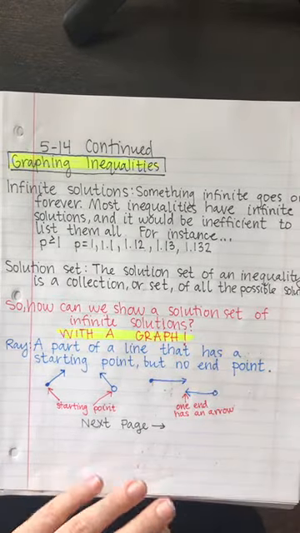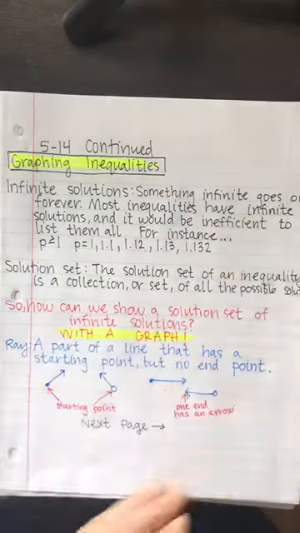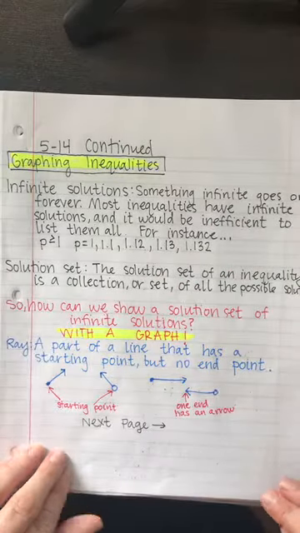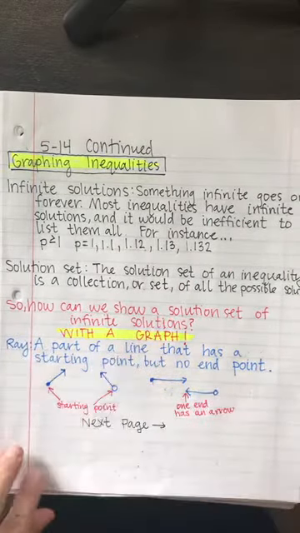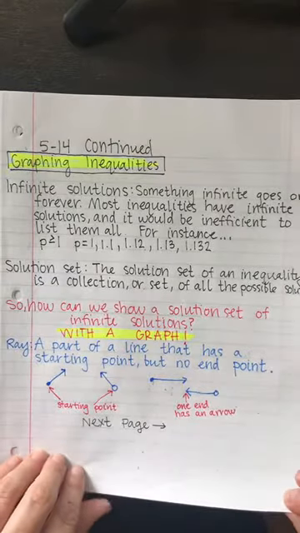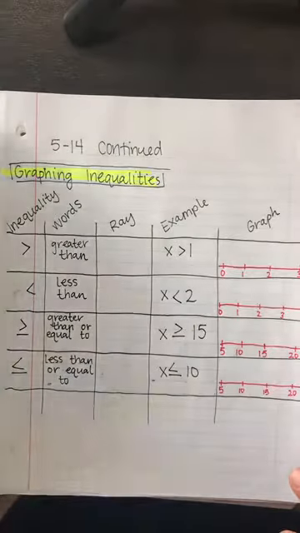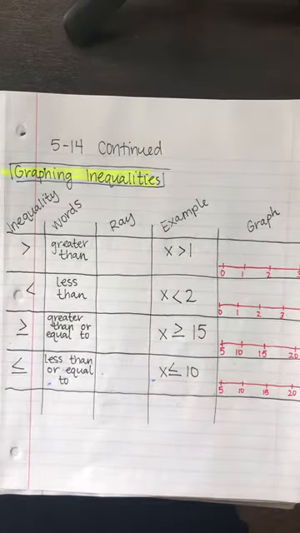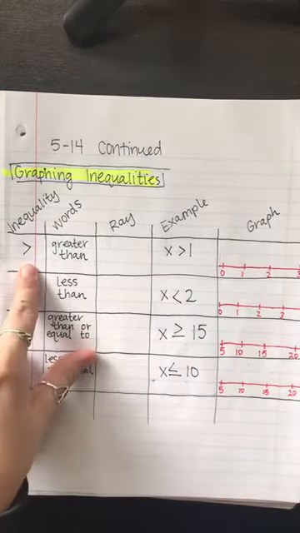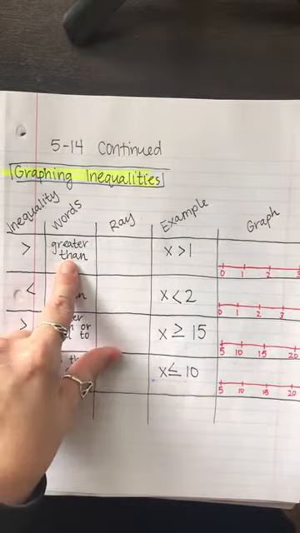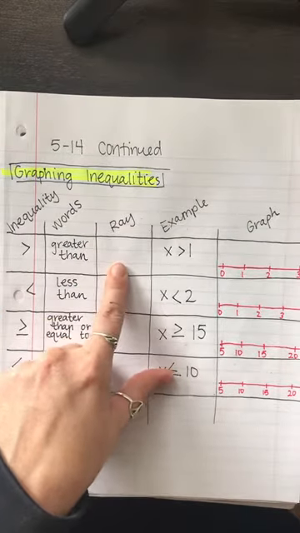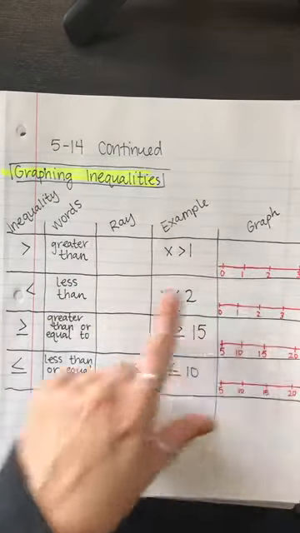Because it doesn't end. It just has the arrow to show that it's going on and on. Okay, so this is a ray, and this is what we're going to put on our graph. So this is what these look like. Okay, here's our inequality symbol, the words for how we say it, what its ray looks like, and then an example right here.